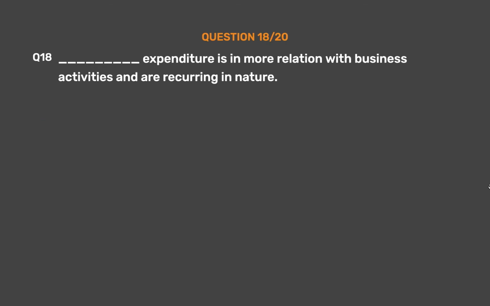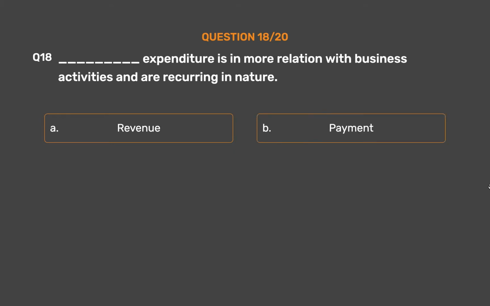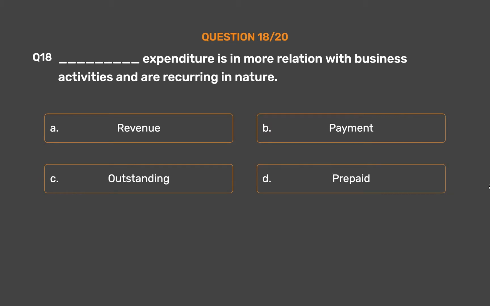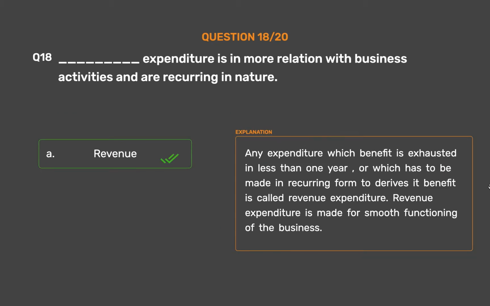Question number 18. Underscore expenditure is in more relation with business activities and are recurring in nature. Option A, revenue. Option B, payment. Option C, outstanding. Option D, prepaid. The correct answer is option A, revenue. Any expenditure which benefit is exhausted in less than 1 year, or which has to be made in recurring form to derive its benefit is called revenue expenditure. Revenue expenditure is made for smooth functioning of the business.